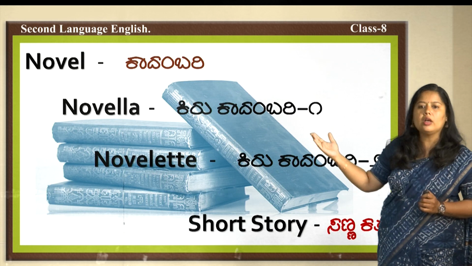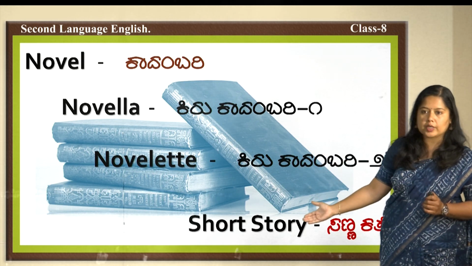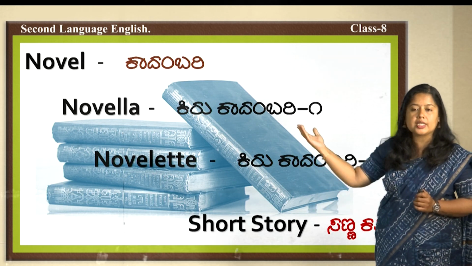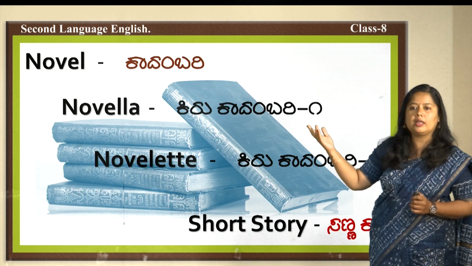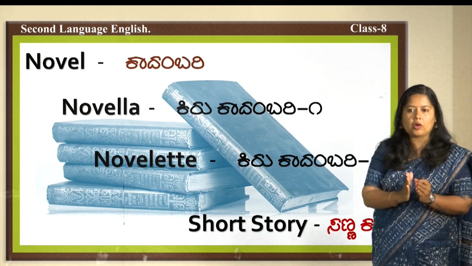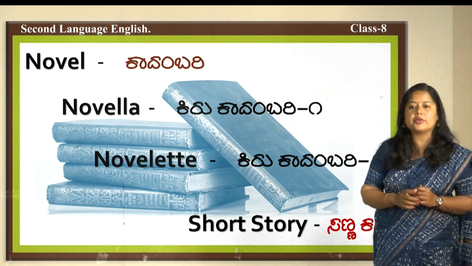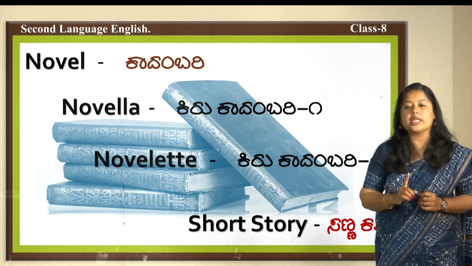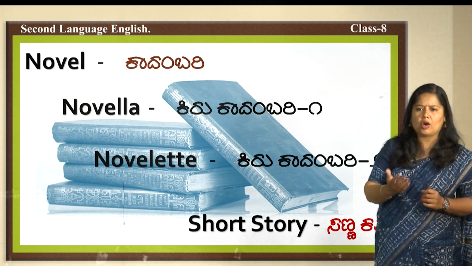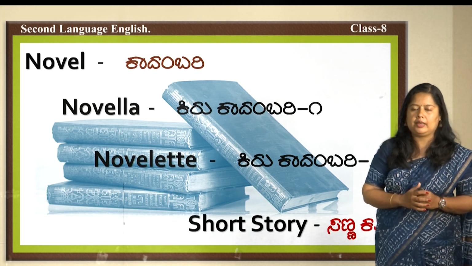Novel, novella, novelette and a short story. You must be wondering what is the difference between these four. A novel is a very big book of stories, usually containing 40,000 words to 1 lakh words. 40,000 to 1 lakh words is the normal limit of a novel.